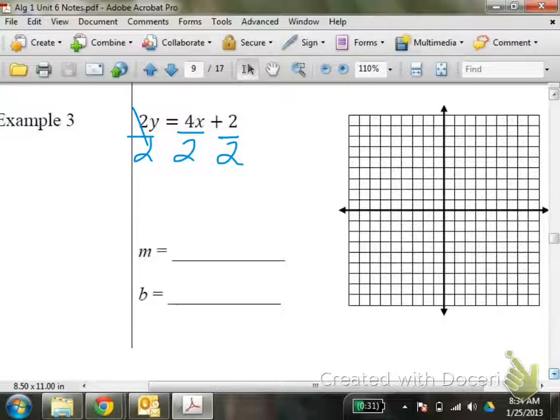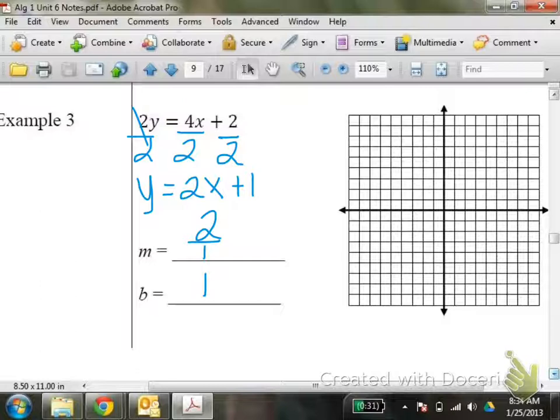The 2's cancel here, so I get y equals, what's 4x divided by 2? 2x. And what's 2 divided by 2? 1. So what is my slope? 2 over 1. And what's my y-intercept? 1. So to graph this, because you divide everything by 2. You have to divide everything by 2.